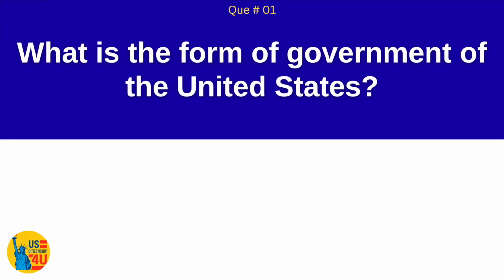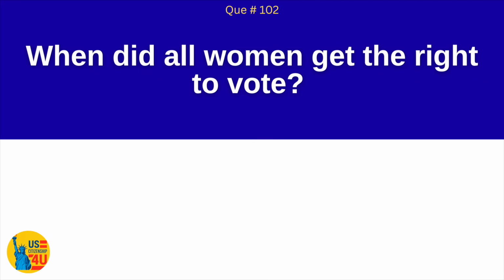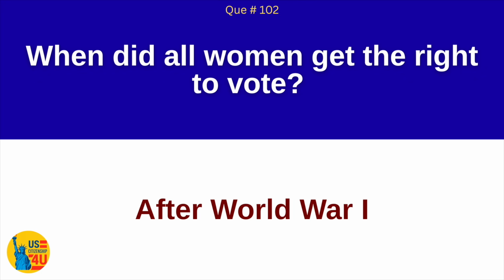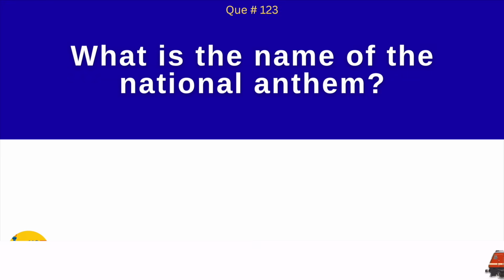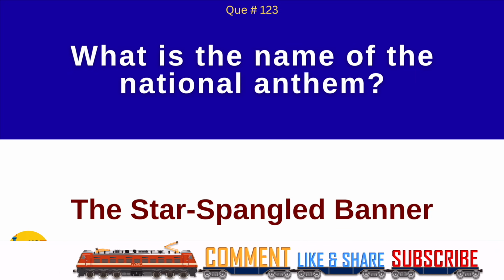What is the form of government of the United States? Republic. What group of people was taken and sold as slaves? Africans. When did all women get the right to vote? After World War I. What is the name of the national anthem? The Star-Spangled Banner.